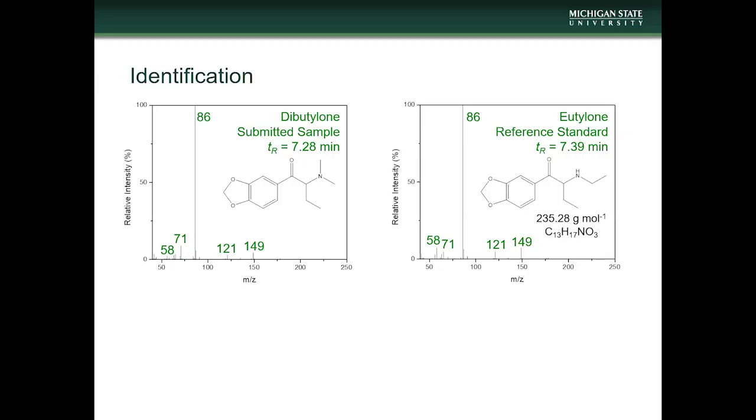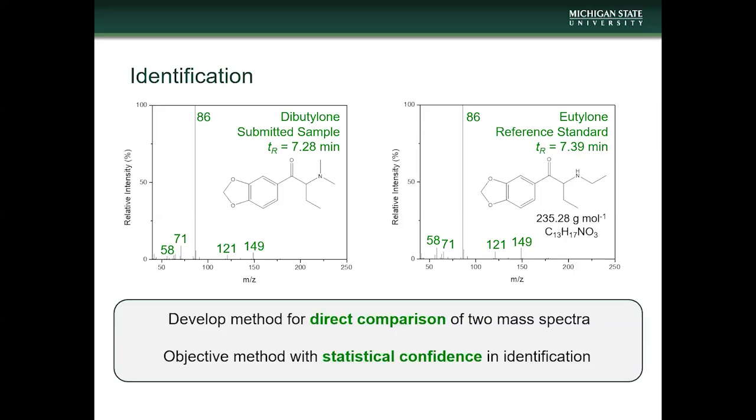And this is really the starting point for us in developing our method, because we wanted to have a method by which we could compare two mass spectra, so the submitted sample to that reference spectrum. And we wanted it to be a direct comparison of the two spectra, but also moving away from the visual comparison and having a method where we could have a more objective comparison that allowed statistical confidence in the identification.